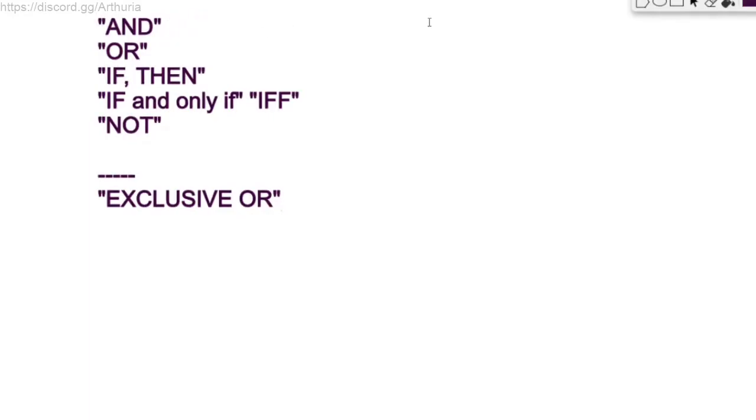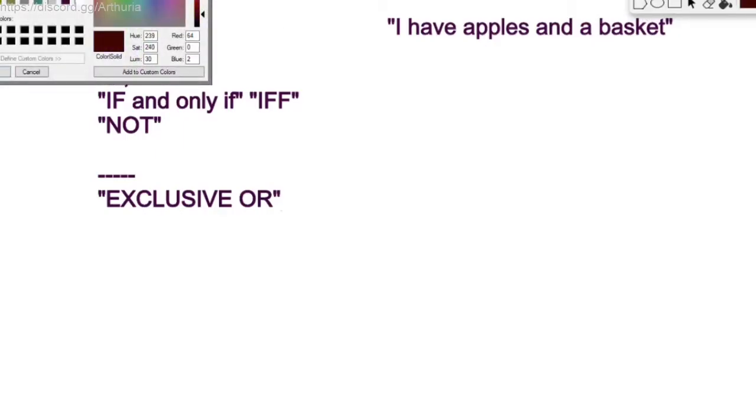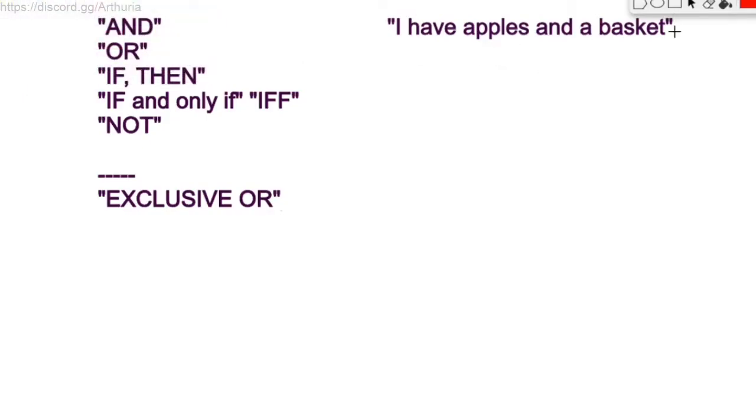So these correspond roughly to what we mean in English. An example of an and statement will be, I have apples and a basket, for example. This is an and statement. And this is a truth apt statement, right? Namely, it's either true that I have apples and a basket, or it's not true that I have apples and a basket. And we tell this by the and here, right? That's what makes it an and statement. So this means that I have both the apples and a basket, right? Pretty simple statement, just means and.